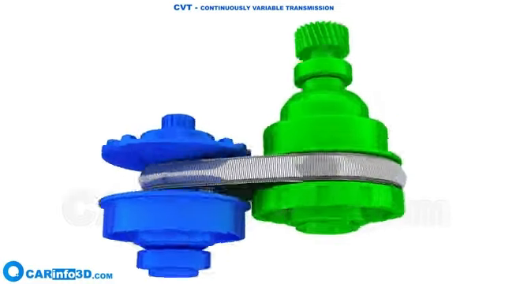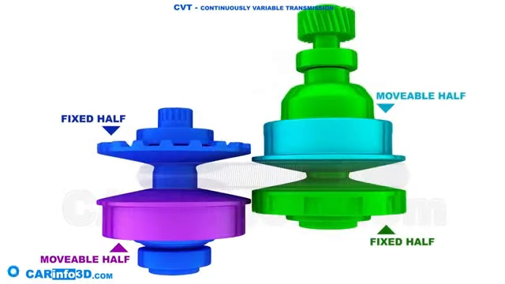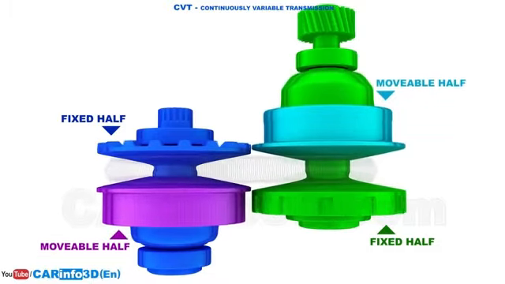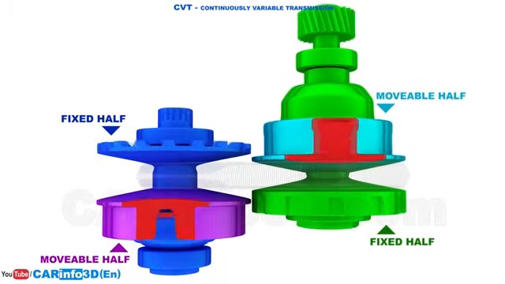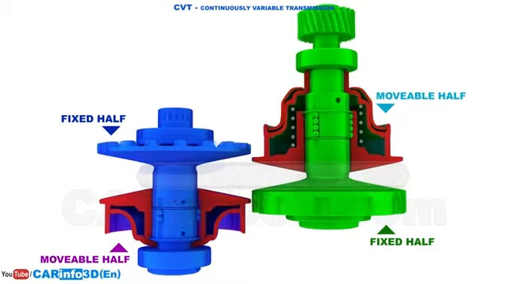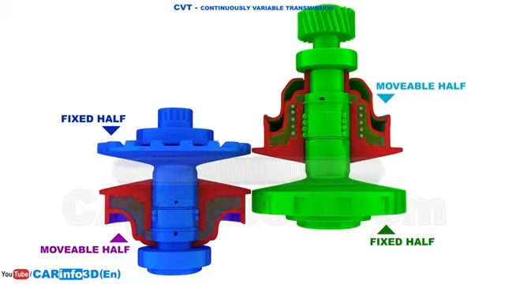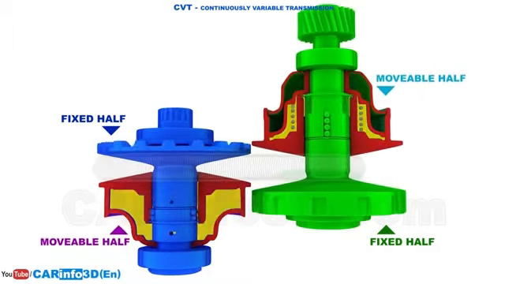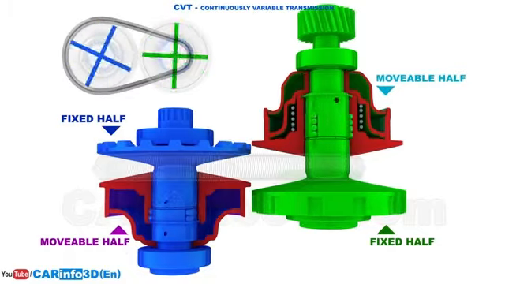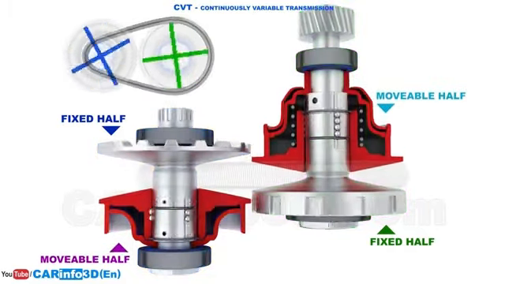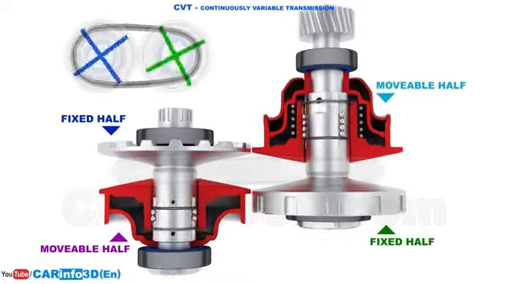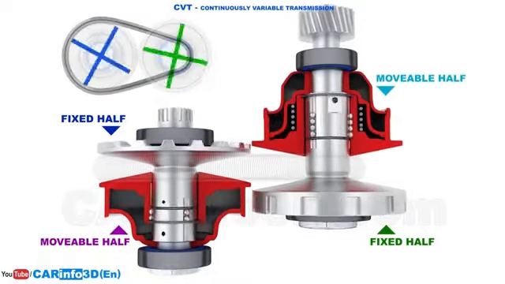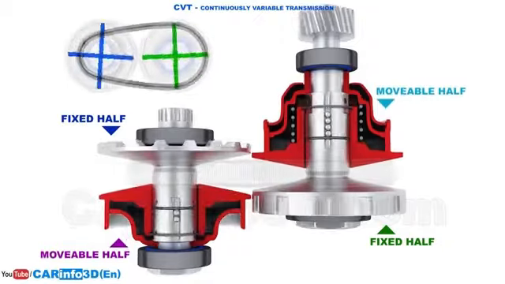Each pulley has two halves, one movable and one fixed, to adjust the gear ratio. The movable halves of the pulleys are propelled by supplying or draining oil from the chambers behind them. When the movable halves change their position, the belt travels toward the inner or outer radius of the pulleys. The gear ratio is determined by the difference in radius between the driven and driving pulleys.